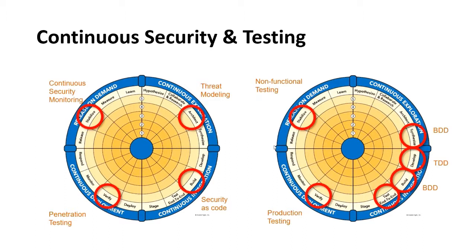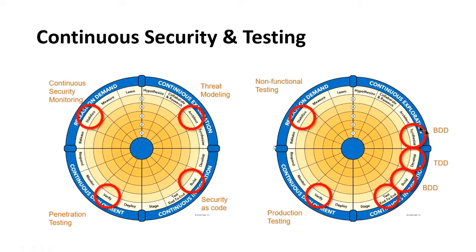Now, in those cycles, we have to do continuous security and testing as well. So here we have some on the DevOps Health Radar. You'll see that in the different subdimensions, there are different activities that we can continuously do, like threat modeling, using security as code, doing penetration testing, and the like.